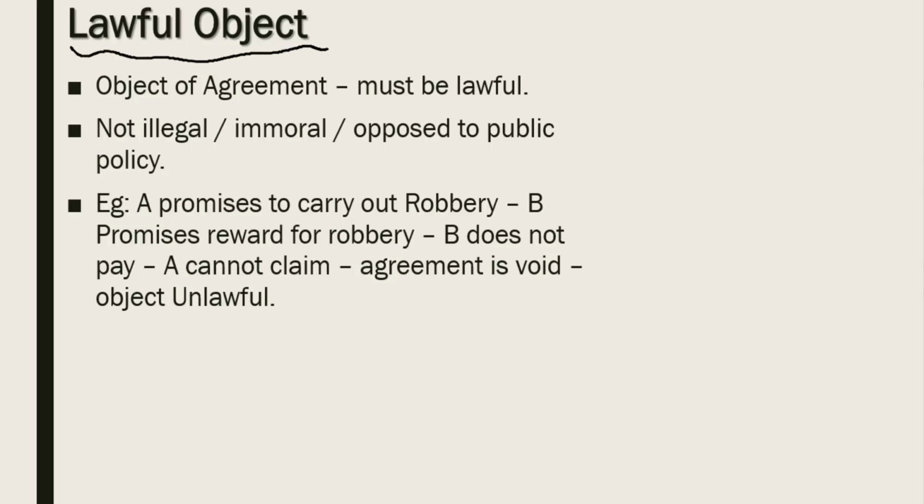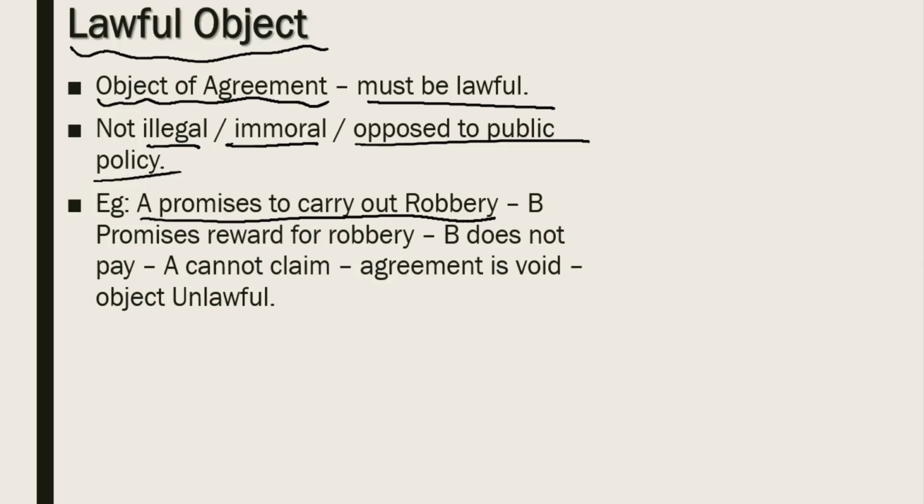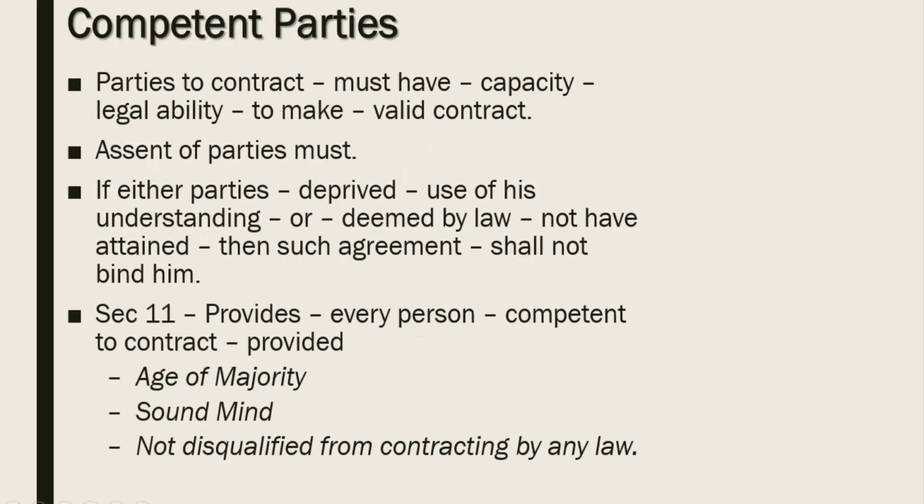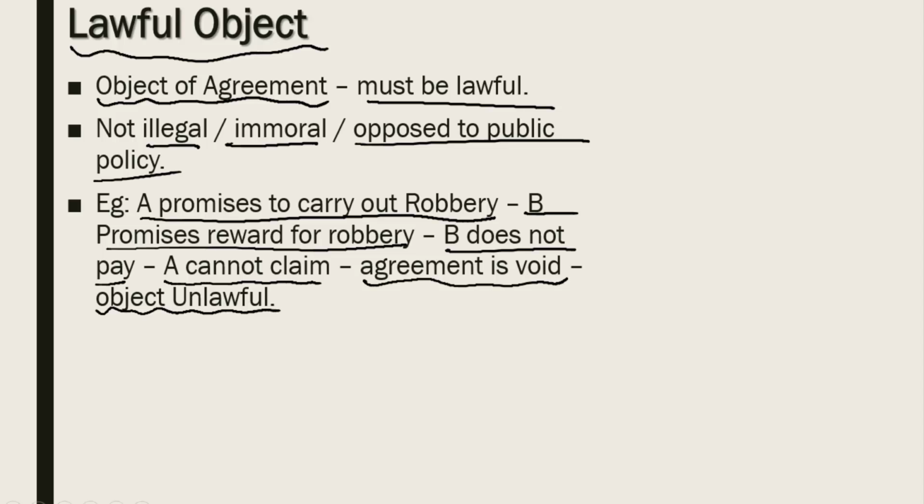Next point is lawful object. When you have an agreement, the object of the agreement must be lawful. It should not be illegal, it should not be immoral, it should not be opposed to public policy. Let's say for example, Mr. A promises to carry out robbery and B promises a reward for robbery and eventually B does not pay. So here Mr. A cannot claim because the agreement is void right from the beginning because the objective of the agreement is unlawful. If the object of the agreement is unlawful, then it becomes void ab initio, that is invalid right from the beginning.